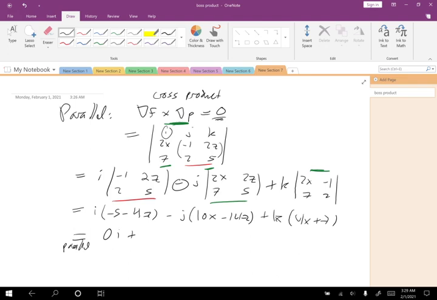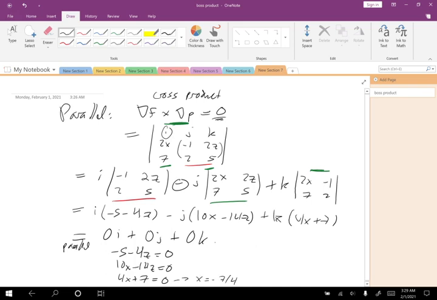0 plus 0 plus 0. So we end up with 3 equations. Negative 5 minus 4z equals 0. 10x minus 14z equals 0. 4x plus 7 equals 0. So the first one is easy. x equals negative 7 over 4. And the second one is easy too. I'm sorry, the first one, z equals negative 5 over 4.